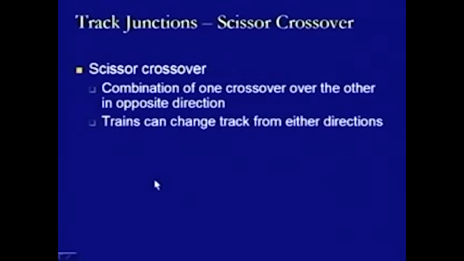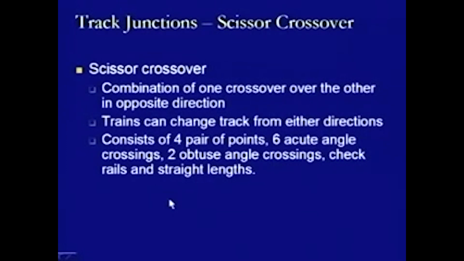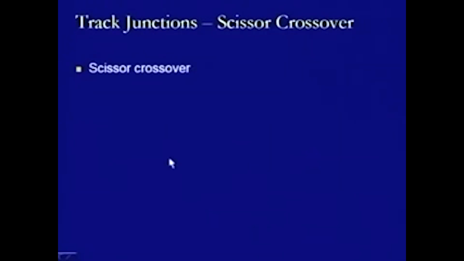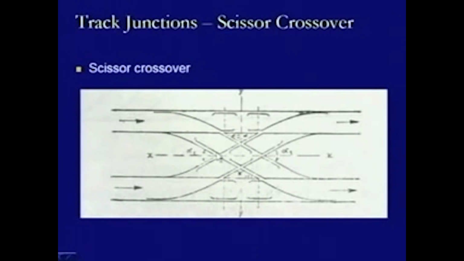The trains can change their track from either of the directions because the connectivity is being provided from both the sides, and it consists of 4 pairs of points, 6 acute angle crossings, 2 obtuse angle crossings, check rails and straight lengths. So, these are the constituents of any Caesar crossover. We will look at the diagram of a Caesar crossover, and this is a typical diagram of a Caesar crossover where the 2 tracks are laid parallel to each other, and we are interested in providing a connectivity from both the tracks, so that we can take a turn from any of the track to the other track in either the direction.